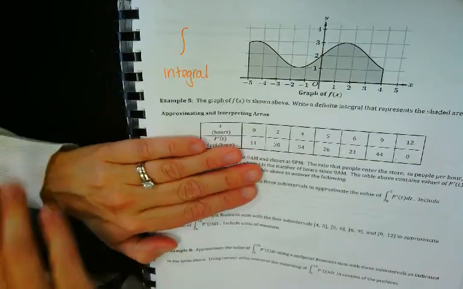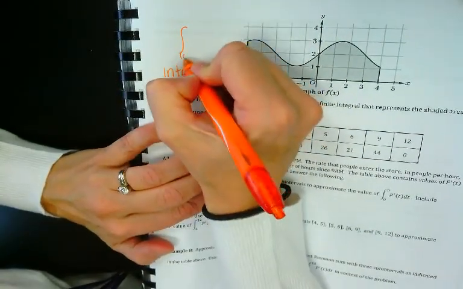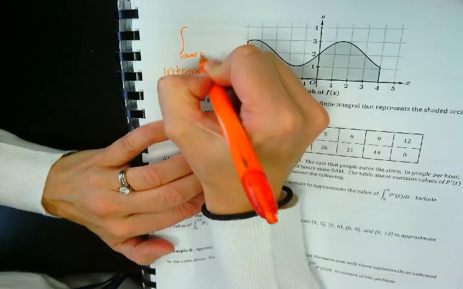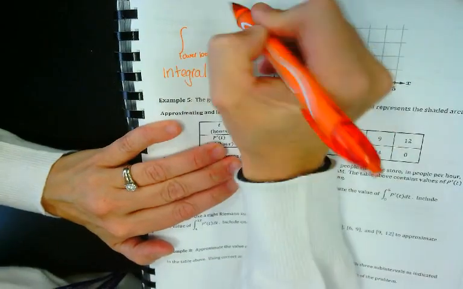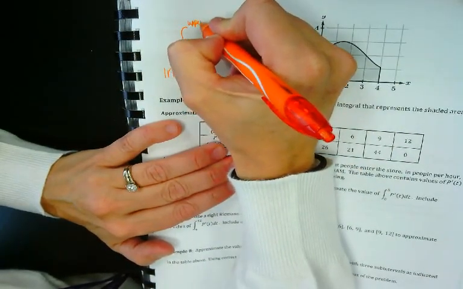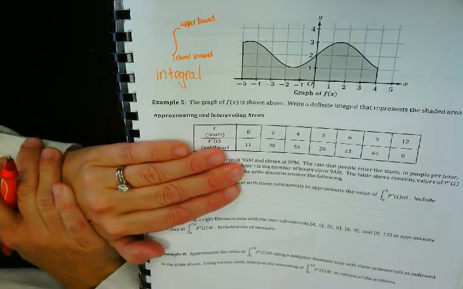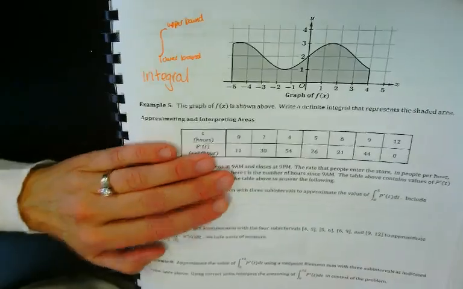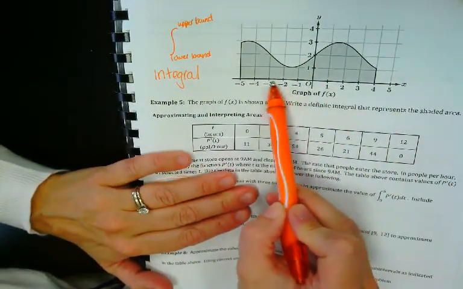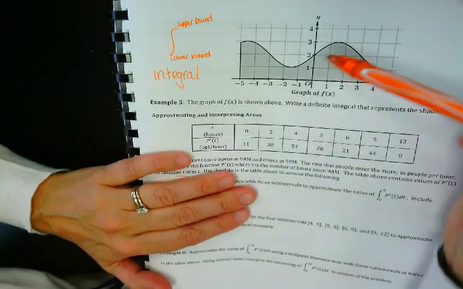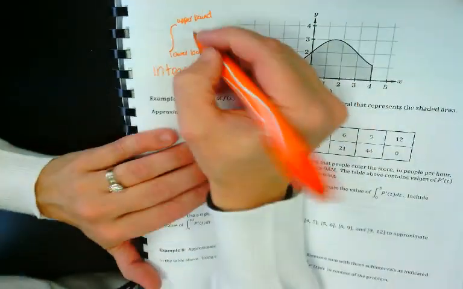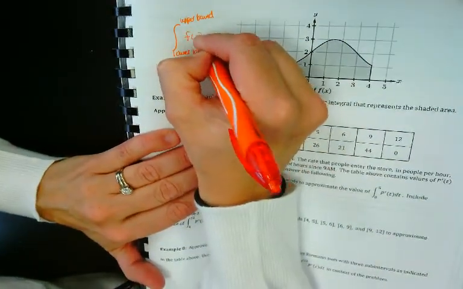Okay. The number on the bottom represents the lower bound. The number on the top would be the upper bound. Okay. And then you're putting in your width, your base, and your height. So my width would be the change in x, and my height would be the function itself. So I would have something like f of x dx.